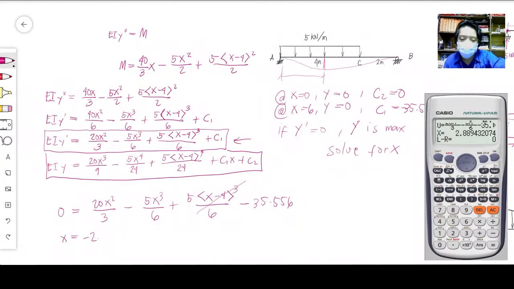So, sometimes you really have to be very careful, since it is cubic, there are 3 roots. Anyway, the root we will use is 2.88889, because the deflection is somewhere in between A and C, or 0 and 4. So that is 2.889 meters. So this is the value for x.